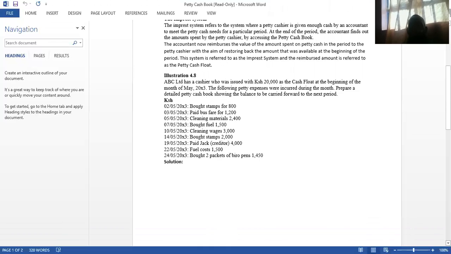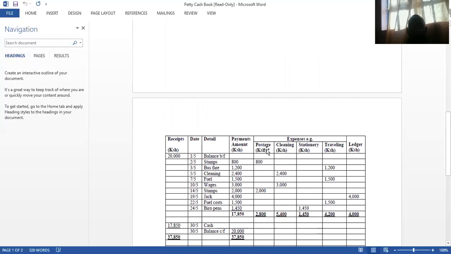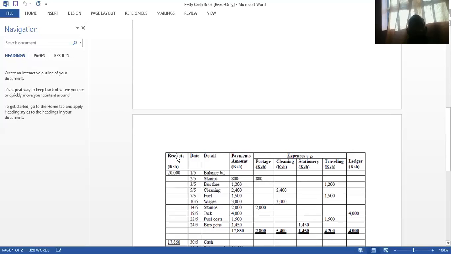In this question, you are told to have the expense columns of postage, cleaning, stationery, traveling, and leisure. So what you simply do here, on this side, as I said, the receipt side records only the float amount. Remember, we are told that he was given a float of 20,000. So it was 1st May, you can write here balance brought forward of 20,000. It is not recorded on the payment side, because the payment amount going this way is for the expenses, but this amount was not an expense, it was given to be spent.